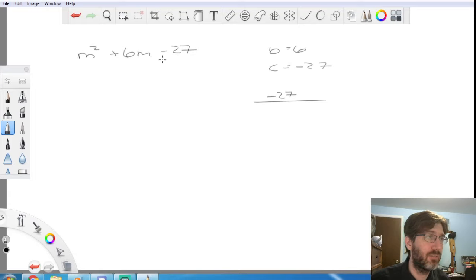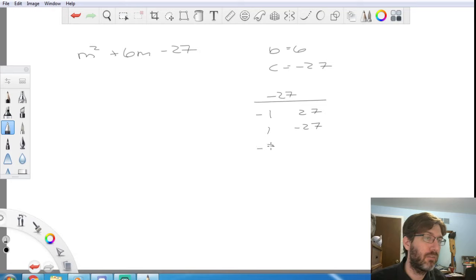First off, we have that negative 27. So we could have negative 1 times 27, but you could also have positive 1 times negative 27. Those are also factors of it. With that, neither one of those is going to add up to positive 6. We want them to add up to positive 6, so just keep going down.